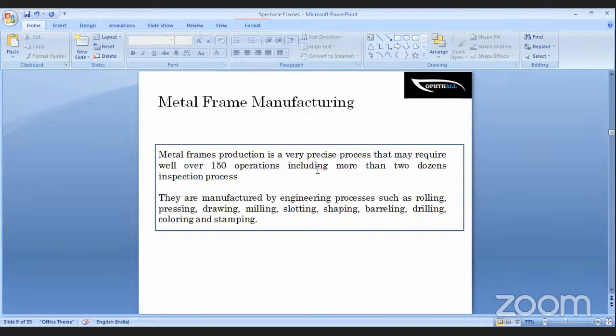As far as metal manufacturing processes are concerned, metal frames production is a very precious process that may require more than 150 operations, including more than 2 dozens of inspection processes. They are manufactured by engineering processes such as rolling, pressing, drawing, milling, slotting, shaping, barreling, drilling, coloring, and stamping. These are just the names of a few of the processes that are applied while manufacturing metal frames.